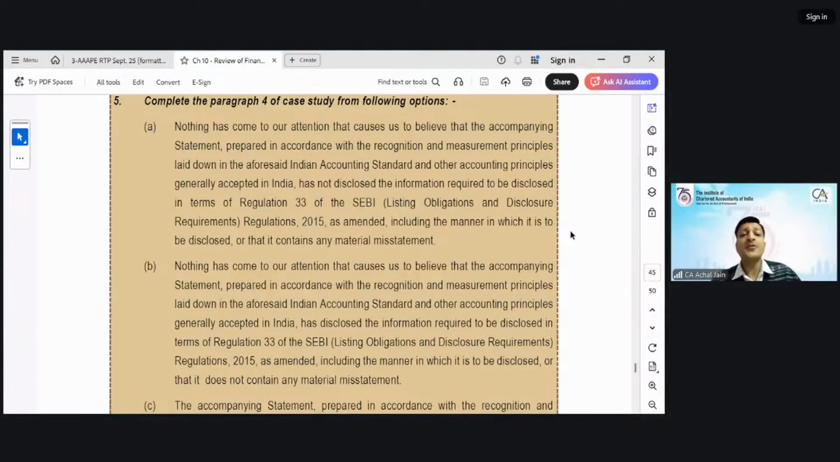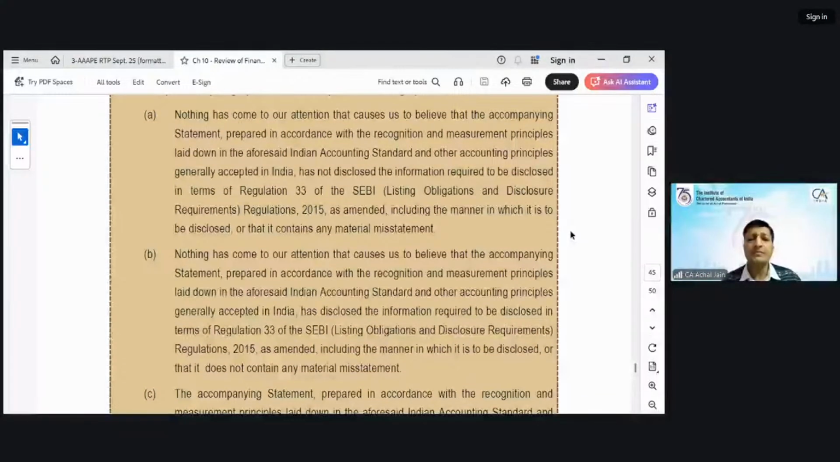Okay. First, nothing has come to our attention that causes us to believe the accompanying statement prepared in accordance with recognition and measurement principles has not disclosed the information required to be disclosed, including the manner it is to be disclosed, or that it contains any material misstatement. B. Similar language is there: nothing has come to our attention that causes us to believe that the statement prepared in respect of some of these requirements has disclosed the information required to be disclosed, or that it does not contain any material misstatement.